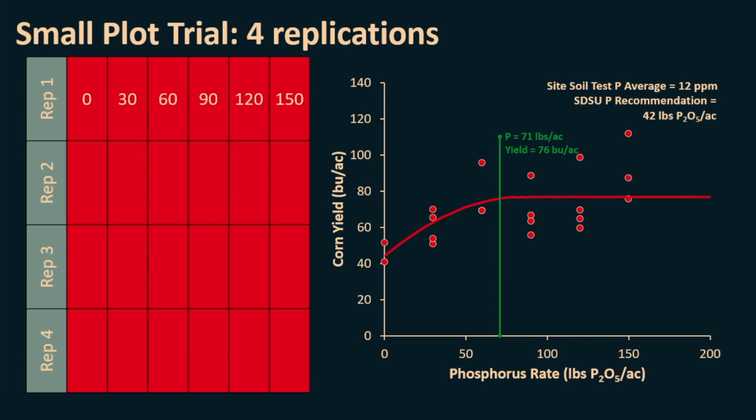And at this site, there's a yield trend, and it looks like 71 pounds of phosphorus, indicated by the green line, gives you what we call maximum yield. There's no further crop yield response beyond that point to this applied phosphorus. So we take this data and we do a bunch of these.